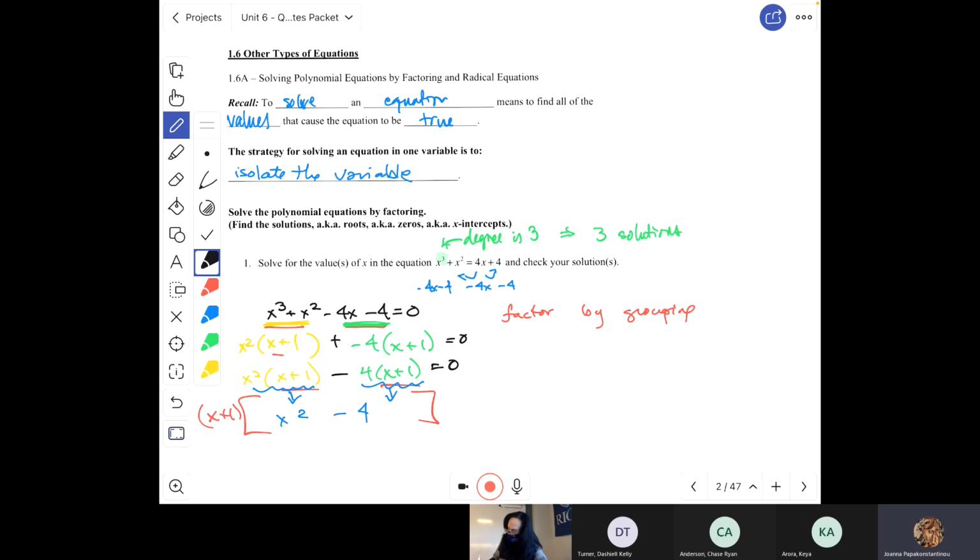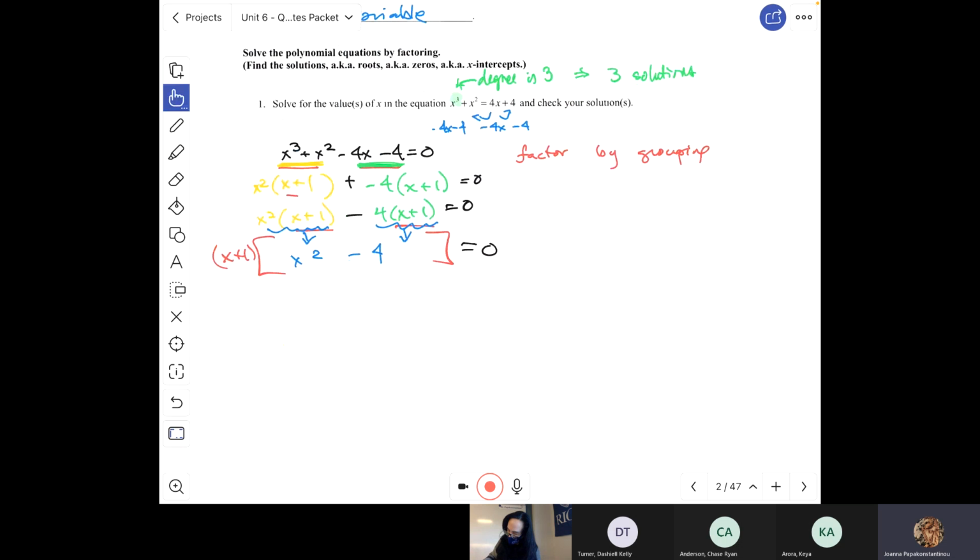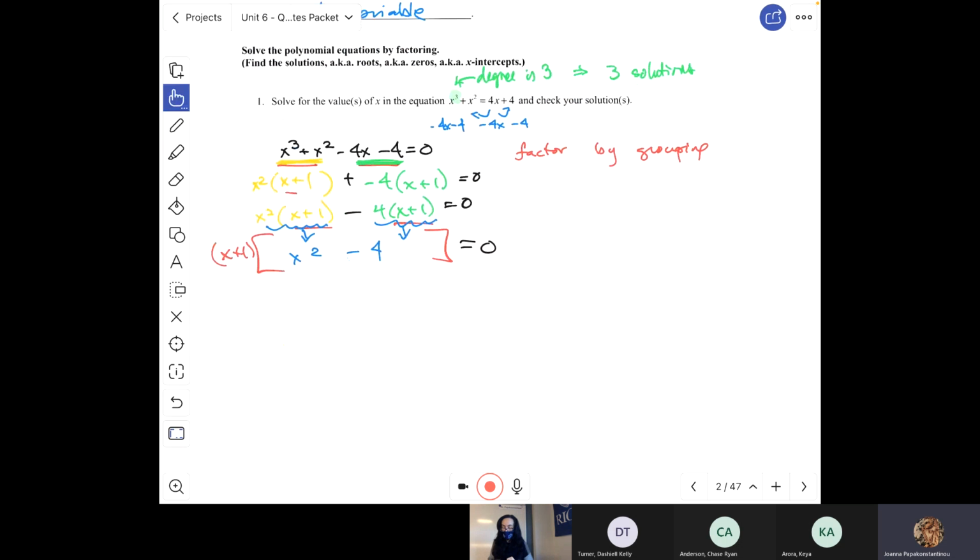X squared minus 4. Now, at this point, are we done? No, we can keep factoring because what's happening inside those parentheses? It's the difference of two squares. So I can keep going. I would have x plus 1 on the outside, but then I would take this one step further and factor this x squared minus 4 as what two binomials? x plus 2 and x minus 2.